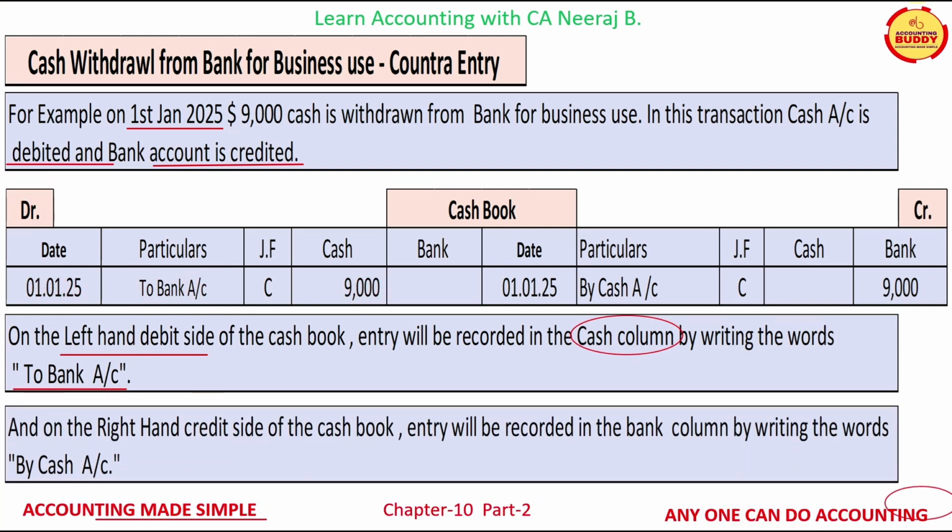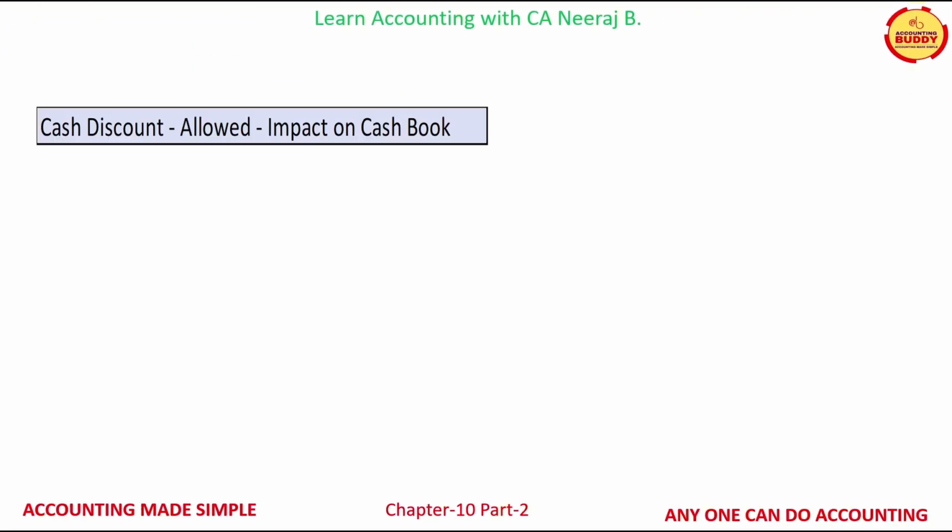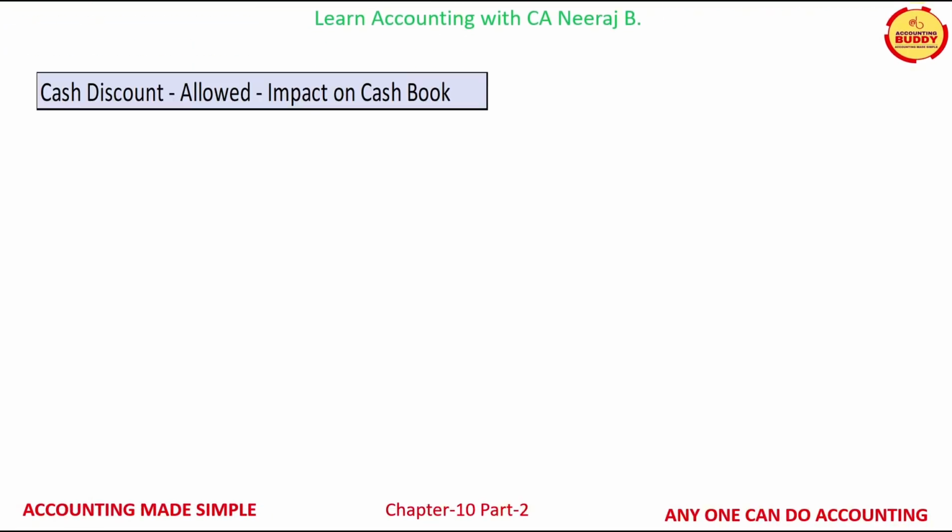And on the right hand credit side of the cash book, entry will be recorded in the bank column for $9,000 on 1st of January 25 by writing the words by cash account. This contra entry will be denoted by writing the letter C in the journal folio column on both the sides of the cash book.